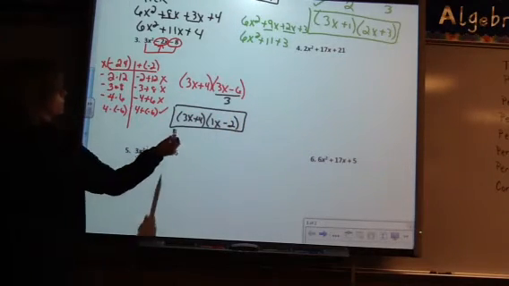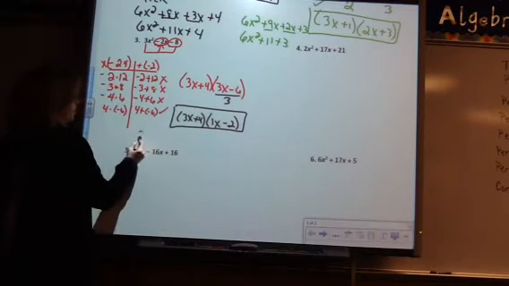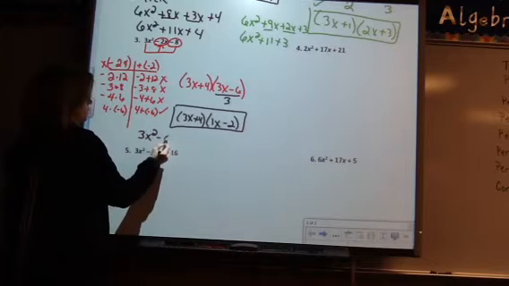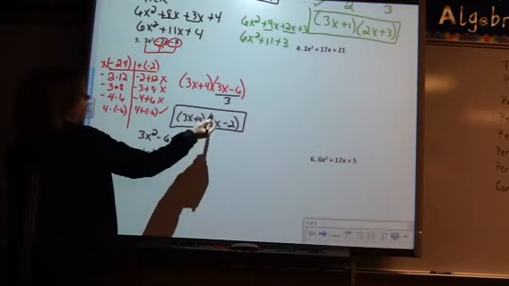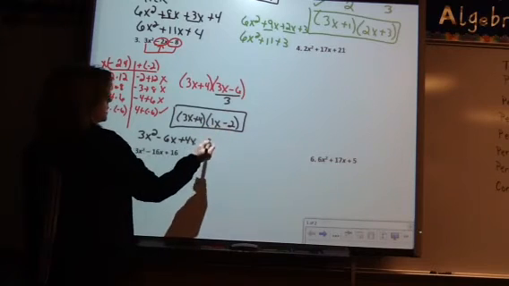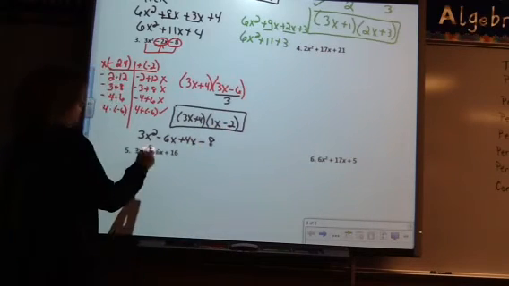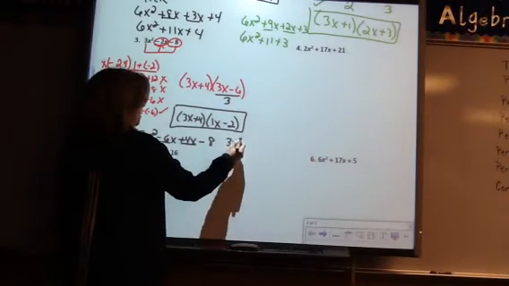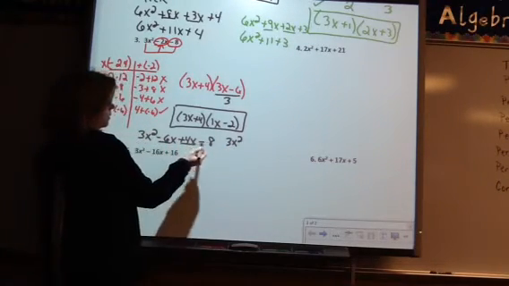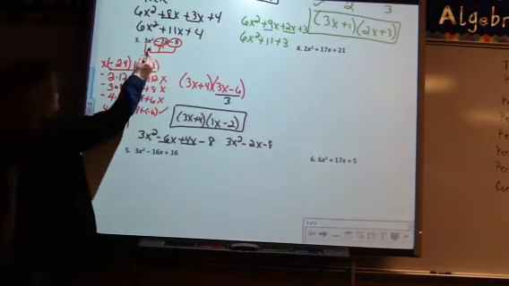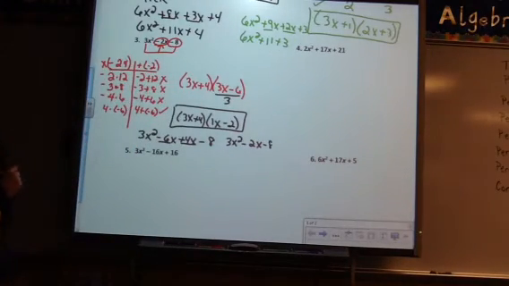Now let's check it. 3x times 1x, 3x squared. 3x times a negative 2, negative 6x. 4 times 1x, positive 4x. 4 times a negative 2, negative 8. Simplify this. So I have 3x squared. Negative 6 plus 4 is a negative 2x minus 8. And I end up with my trinomial here.